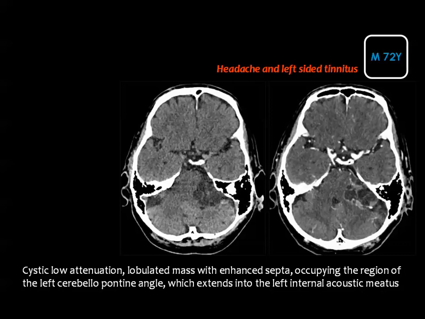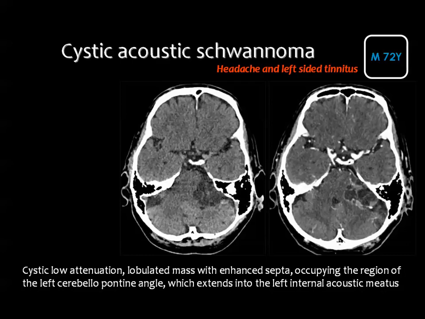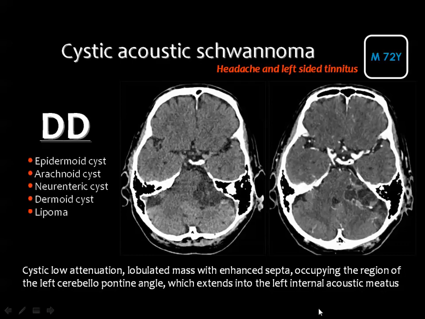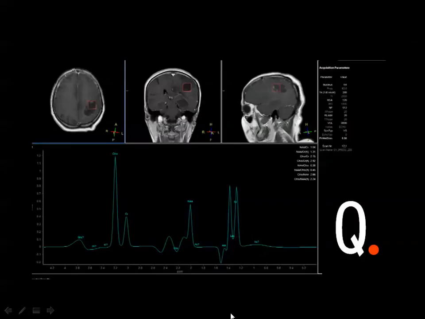The schwannoma has a tendency for cystic component. Then, if you see a marginally enhancing cystic lesion at the cerebellopontine angle, consider cystic schwannoma. Okay, this is not an epidermoid cyst because the epidermoid cyst and the arachnoid cyst do not enhance, and this is not the site of neuroenteric cyst. Dermoid cyst contains fat, lipoma contains fat, all cannot fit for this diagnosis.